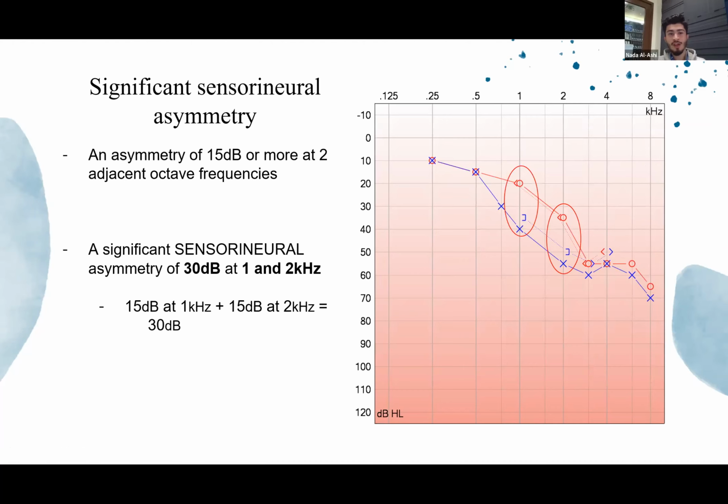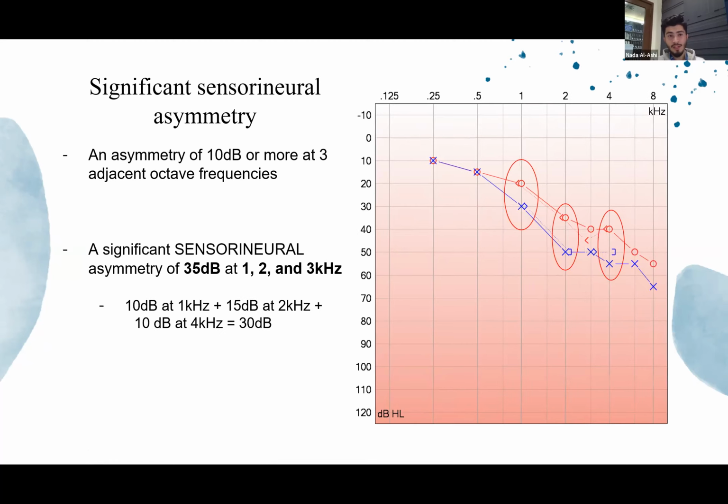We can also have an asymmetry of 15 dB or more at 2 adjacent octave frequencies. In the example here, both at 1 kilohertz and at 2 kilohertz, there is a 15 dB bone conduction difference with the left ear being poorer. So when we add these two adjacent octave frequencies up, there is a 30 dB difference.